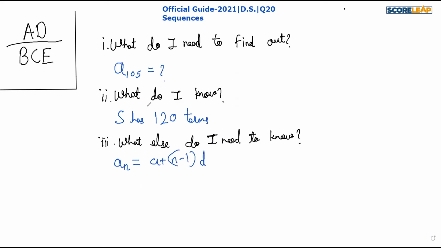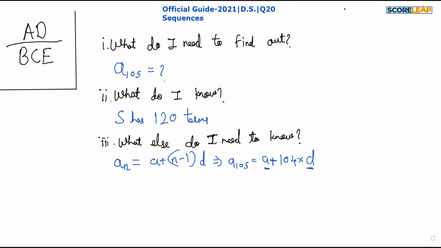Using this formula, A105 equals a plus (n minus 1, which is 104 as n is 105) into d. So we will be able to figure out A105, or the 105th term, if we are able to figure out the first term and the common difference between any two terms. Okay, so let us directly jump to statement 1.